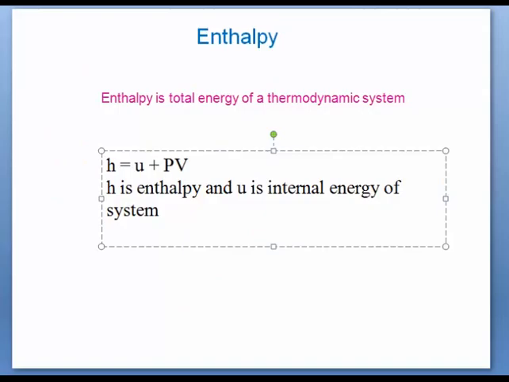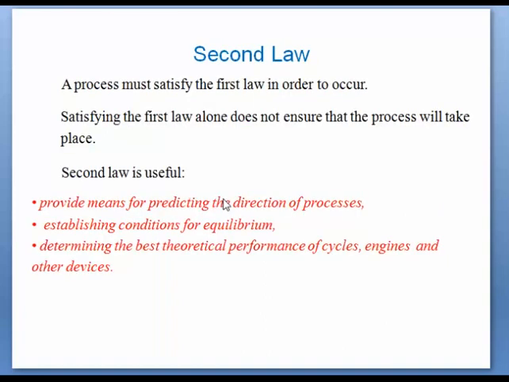Enthalpy is another important thermodynamic parameter. It is defined as the total energy of a thermodynamic system. Enthalpy is given by the expression H equals U plus PV, where U is the internal energy and PV is the work energy. So from here we can see that the total energy of the system is internal energy plus work energy. There were certain things unexplained by the first law, due to which the second law was developed or brought into the picture.